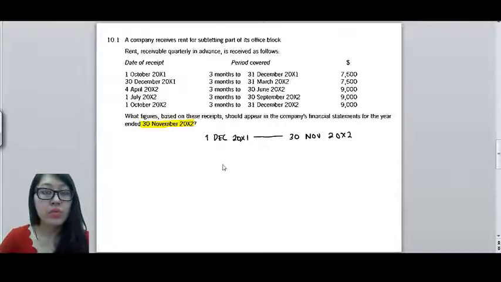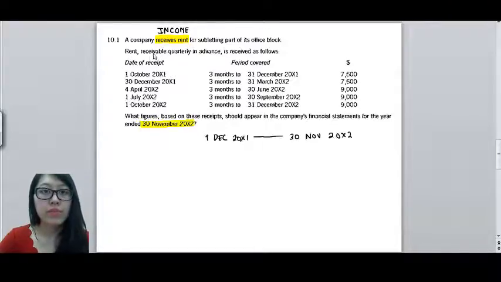Now the reason why we need to find this financial year is so that you can know which expenses or which income should be recognized in this financial year. So let me explain here. A company receives rent. So if they tell you that they have received rent, the first thing that should come to your mind is that this is income.